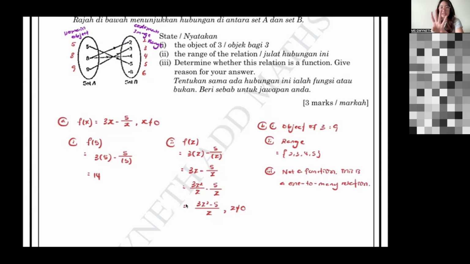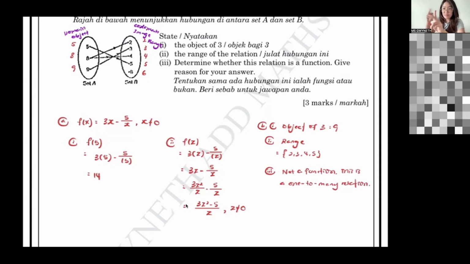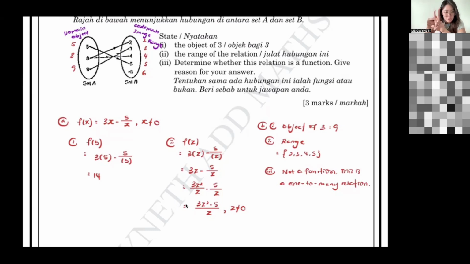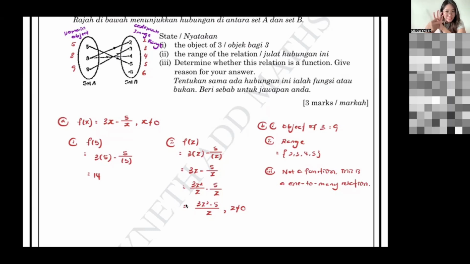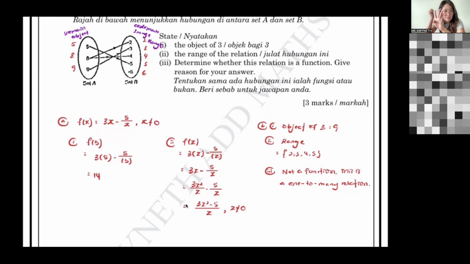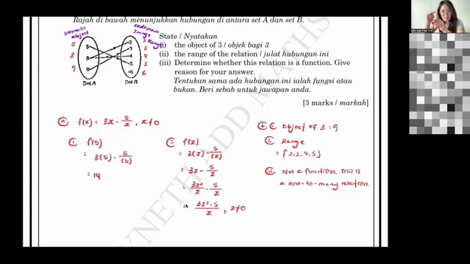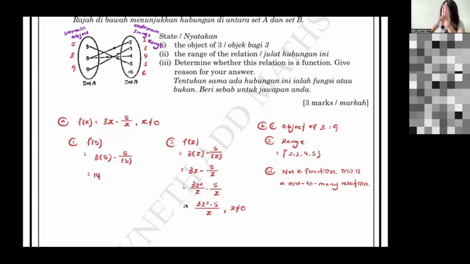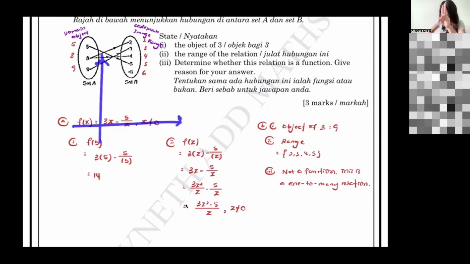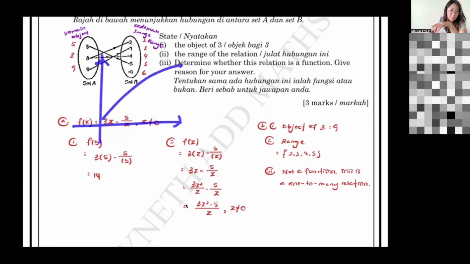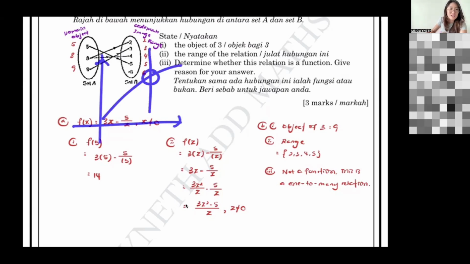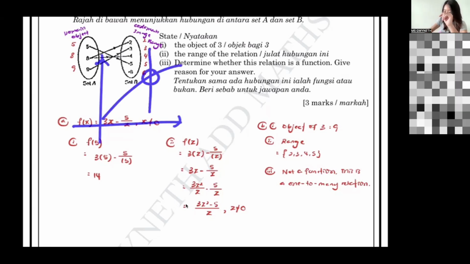Remember, the 4 relations we have: one-to-one, many-to-one, one-to-many, and many-to-many. Only 2 of them are functions. The other 2 are not functions. Functions are one-to-one and many-to-one only. If the question provides you a graph, and you want to determine function or not, you use the vertical line test, yeah, guys.